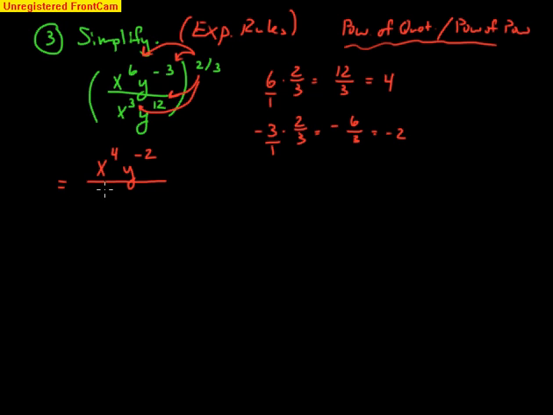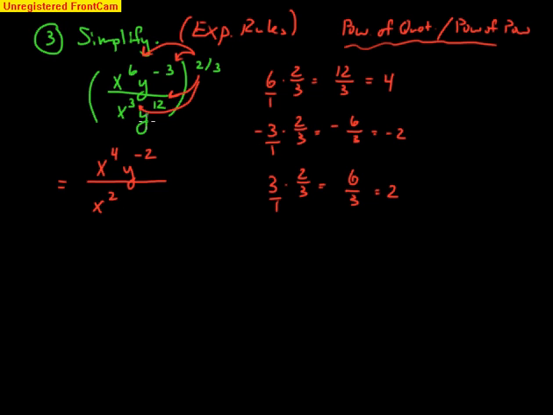Next, x to the third, the x on the bottom. 3 times 2/3. Put the 3 over 1. 3 times 2 is 6. 1 times 3 is 3. 6 divided by 3 is 2. So notice it's the same problem, just one was negative, one was positive.